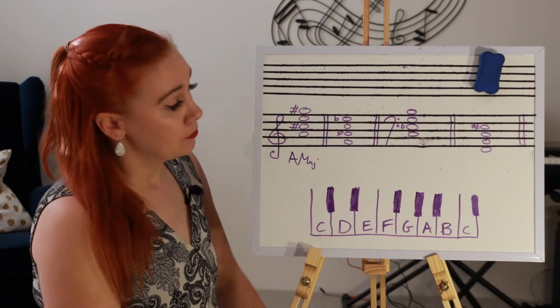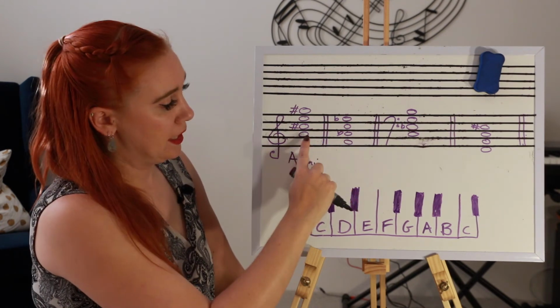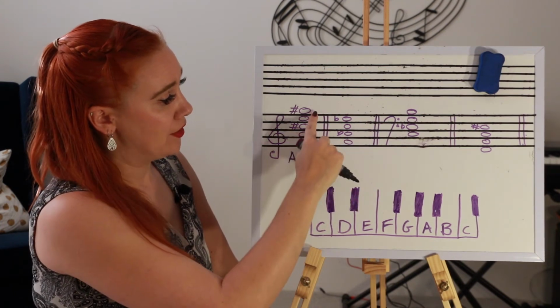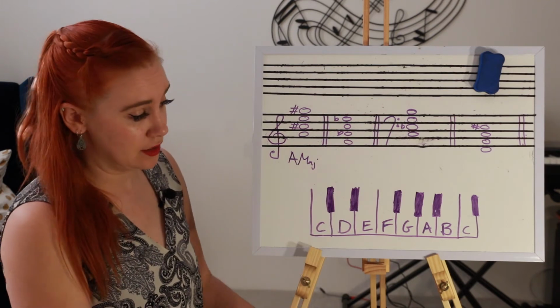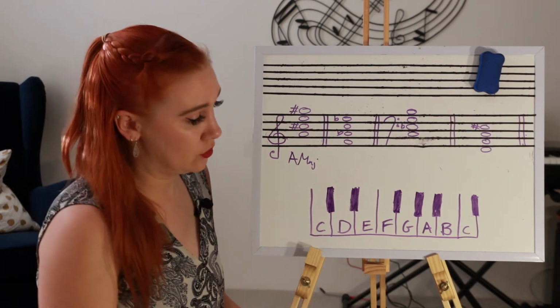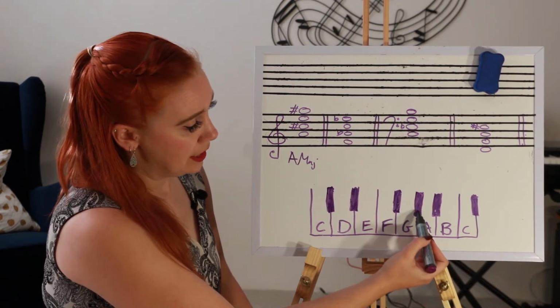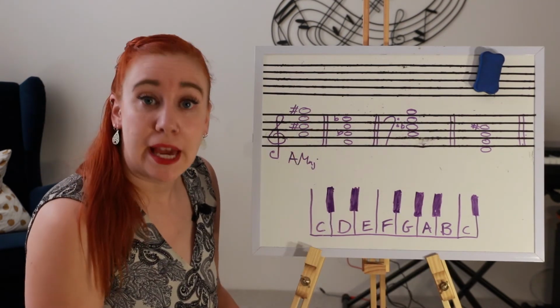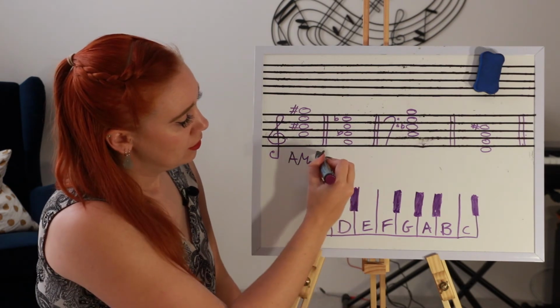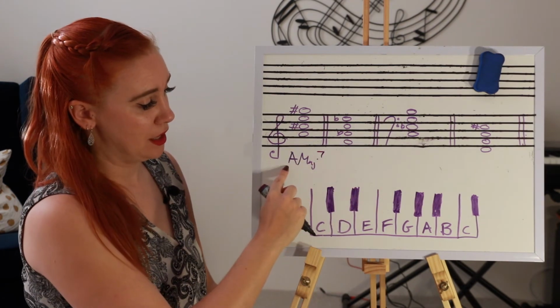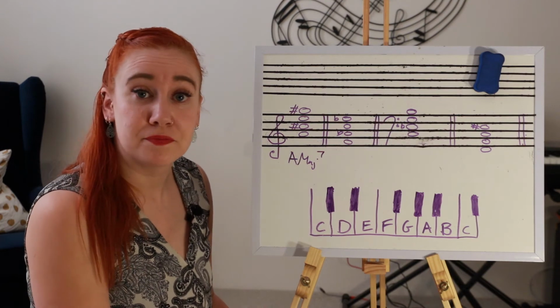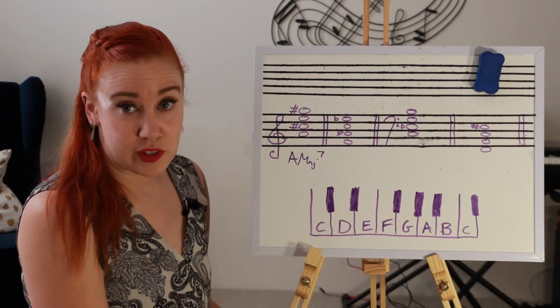Now we want to work out the distance between the bottom note and the top note to work out what sort of 7th it is. But once again, I'm going to go from the octave. So A is the octave, 1 down is our G sharp, so it must be a major 7th. So this makes it A major 7. Let's look at the next one.